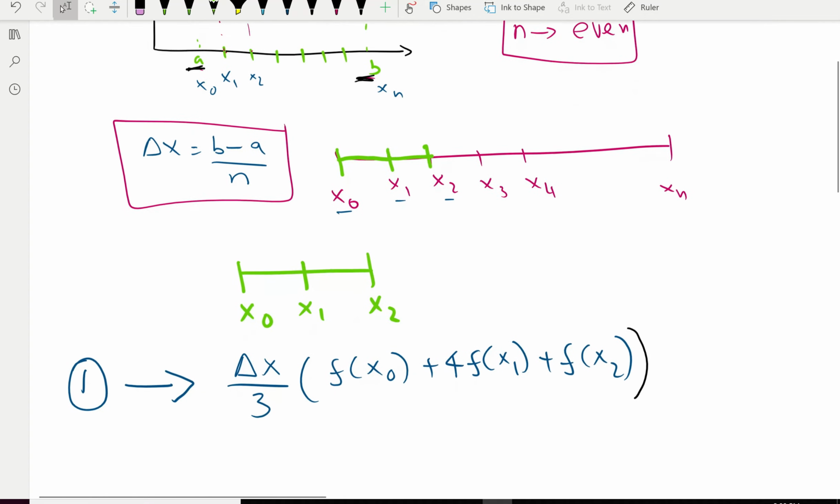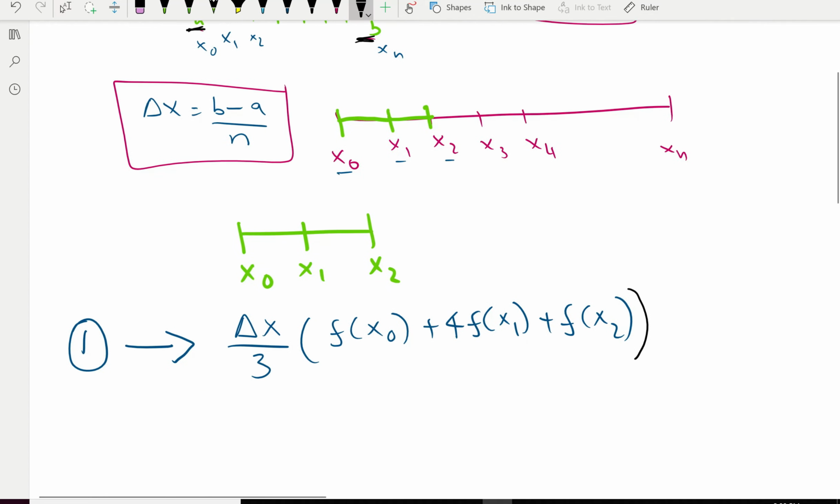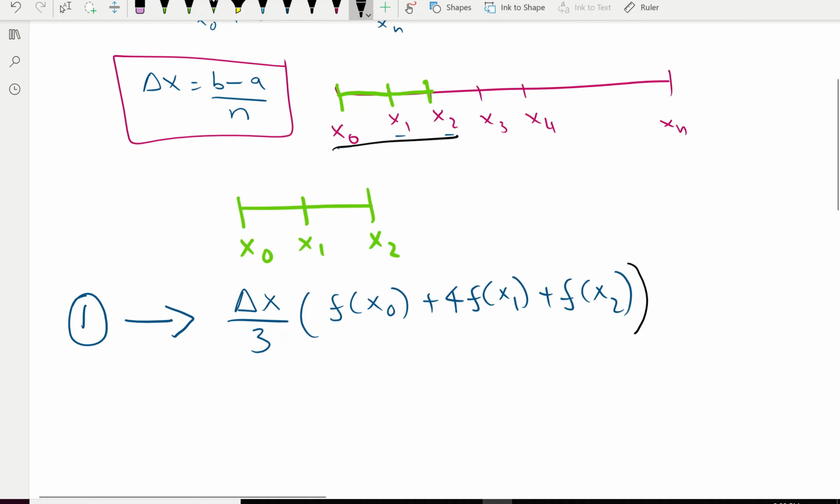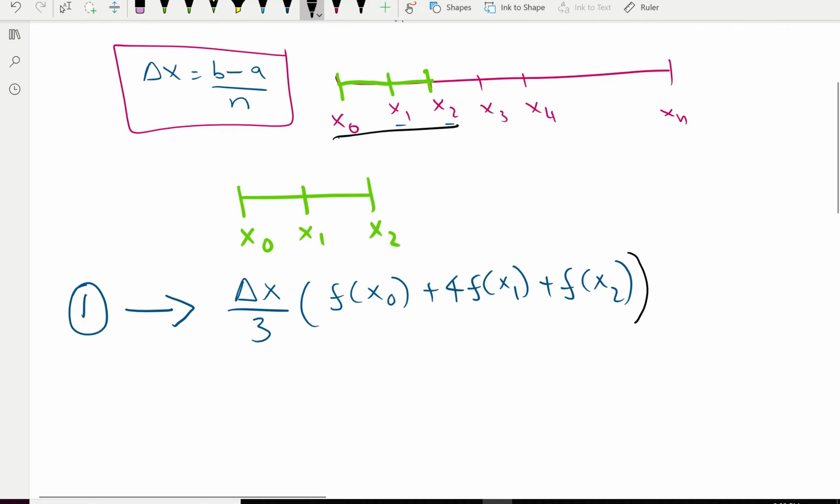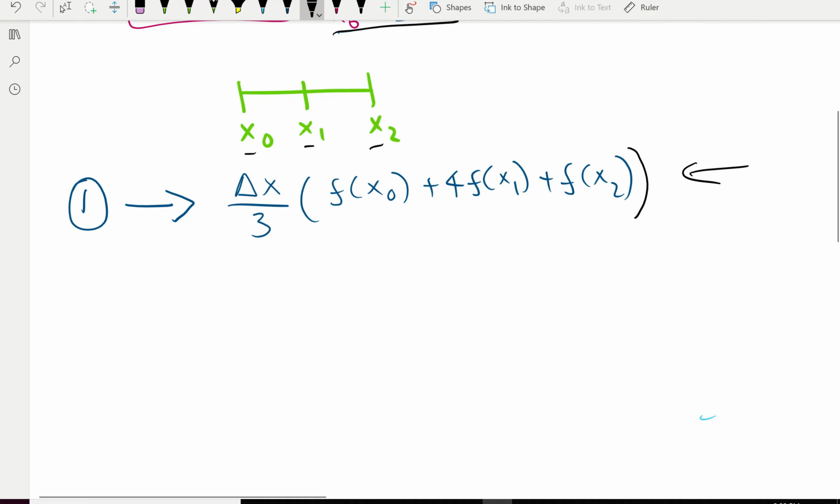Okay, now what I did so far is that I took the very first two subintervals. Okay, so the very first two subintervals are x0, x1 and x2. Okay, so there's a parabola above these two subintervals. So we found the area under this parabola between the first two subintervals, right? So this is the formula for the area for the first two subintervals. Now we have to find the area under the second couple of subintervals, third couple of subintervals, and so on, right?